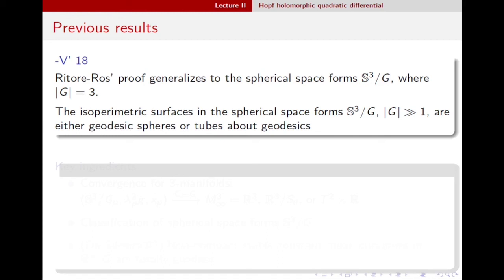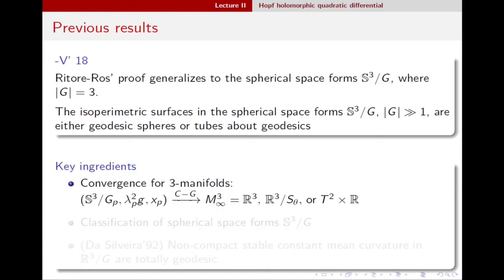Okay, so I'm not going to discuss the proof of this result, but I would like to state some key ingredients that are important in the proof. So the first ingredient is convergence for 3-manifolds. And notice that as the fundamental group increases, the volume of your manifold goes to 0. So if you want to study the problem in these manifolds, you need to do some rescaling of your manifold. And once you do that rescaling, then using the Cheeger-Gromov convergence, we can make sure that we have a well-defined notion of convergence.